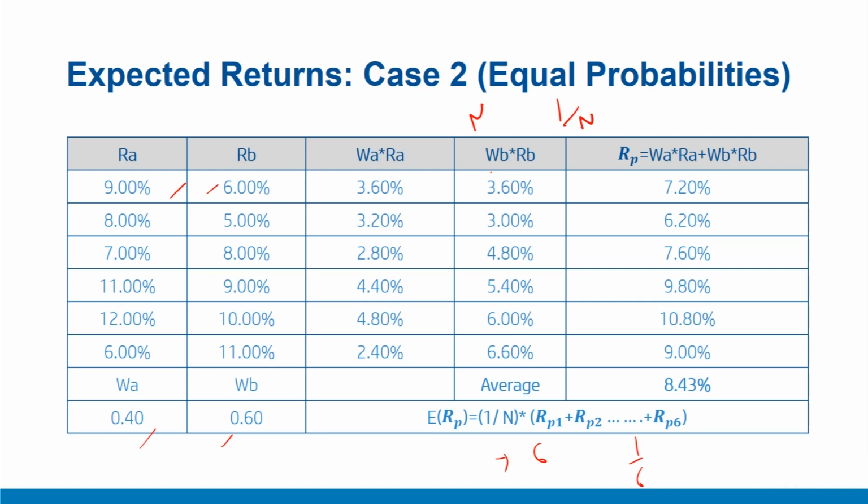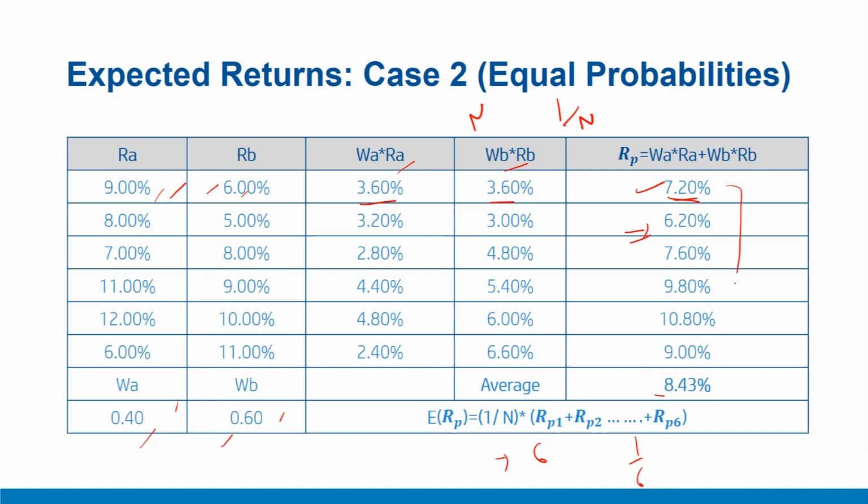Weights are externally fixed. So first we'll compute the return from the portfolio for each scenario, which is W_A into R_A plus W_B into R_B. So for the first case, it is 7.2%, which is 9% into 0.4 plus 6% into 0.6, and W_A R_A is 3.6%, W_B R_B is again 3.6%, and the overall figure works out to 7.2%. In a similar manner, we'll compute the actual returns for all the 6 possibilities, and the summation works out to 8.43%.